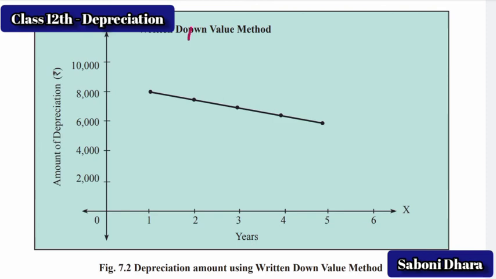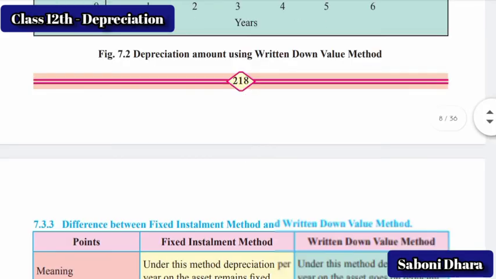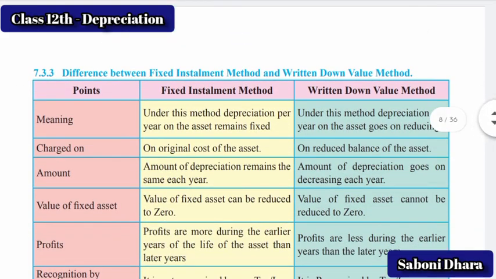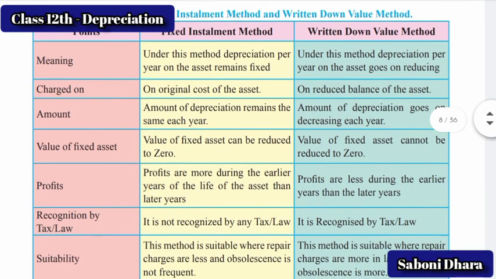So this is all about the two methods with illustration, and I hope that you all understood the things very clearly. And students, you need to write the differences between the fixed installment method and the written down value method very properly, so that you can understand the things very clearly.